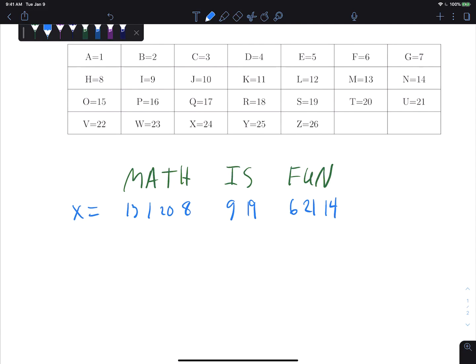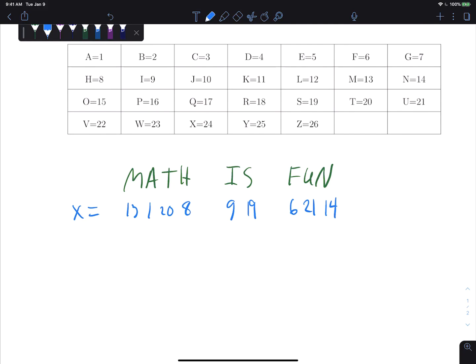Awesome. Now here's the thing. While this is somewhat okay, if you gave someone this, they might be able to figure out, well, this could be the 13th letter of the alphabet, the first letter of the alphabet, the 20th letter of the alphabet, and so on and so forth. So we want to make this a little bit more difficult to figure out.